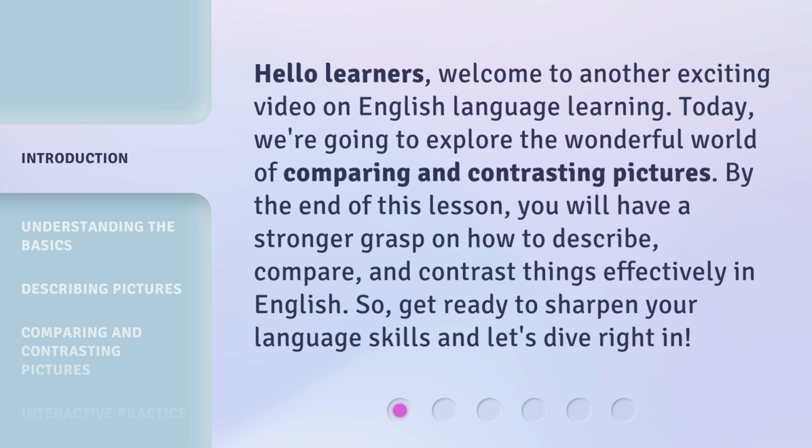Today, we're going to explore the wonderful world of comparing and contrasting pictures. By the end of this lesson, you will have a stronger grasp on how to describe, compare, and contrast things effectively in English. So, get ready to sharpen your language skills and let's dive right in.